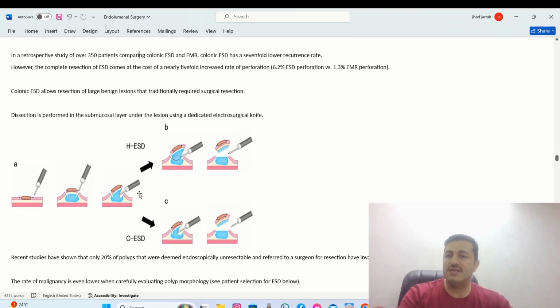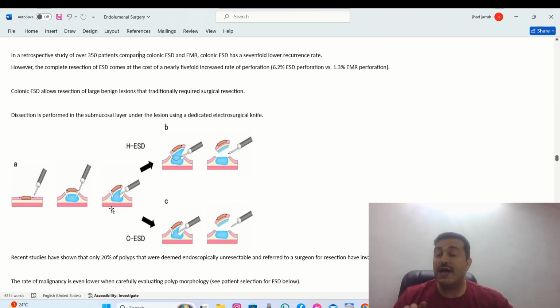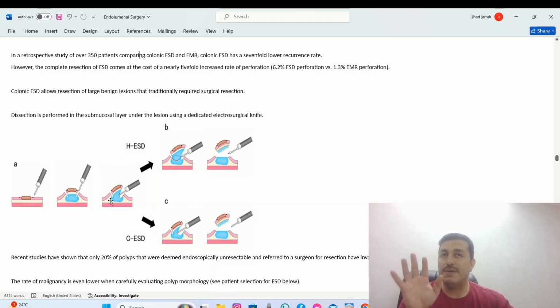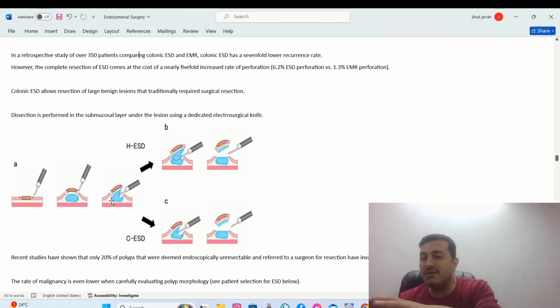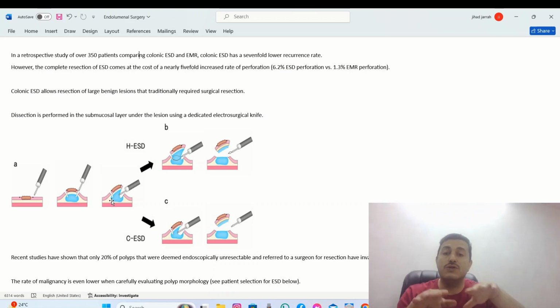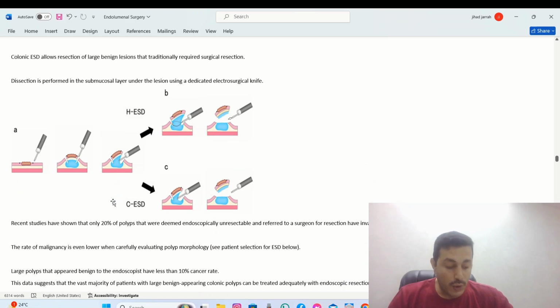You can see this picture, nice picture, but do not look at the details. What I want you to know is that here we use a knife. We have different types, but actually here we use a knife, not a snare. We have the hybrid procedure in which we use a snare. Please remember, here we are talking about a knife. We are talking about going deeper in the bowel wall, so perforation is higher. And what else I want to say regarding that?